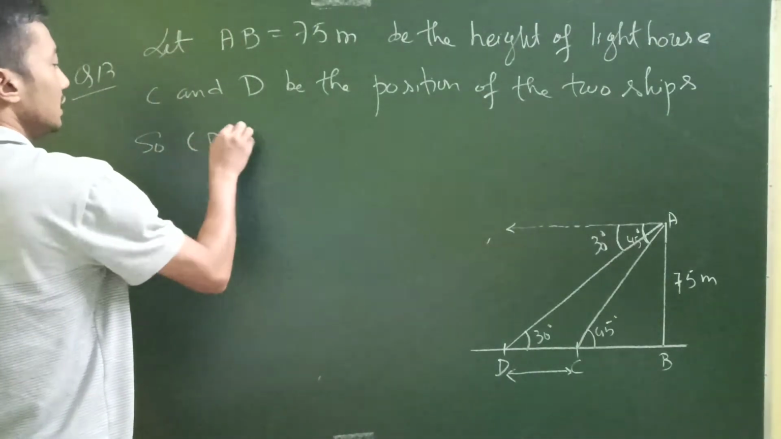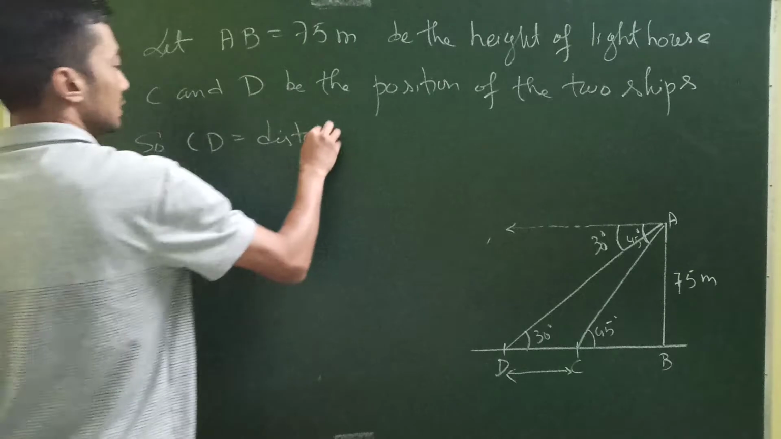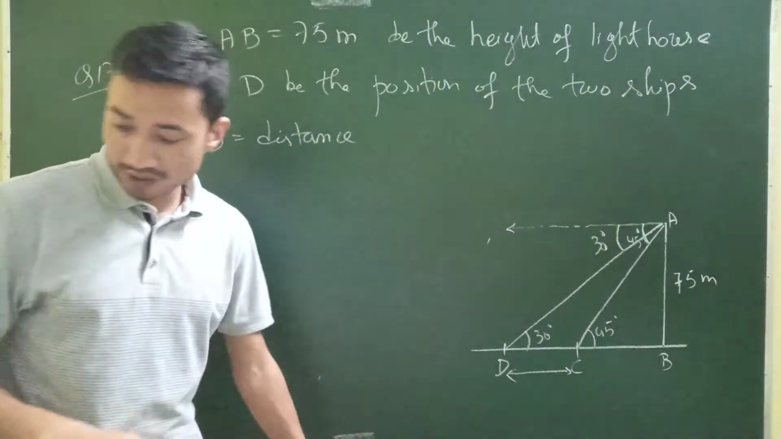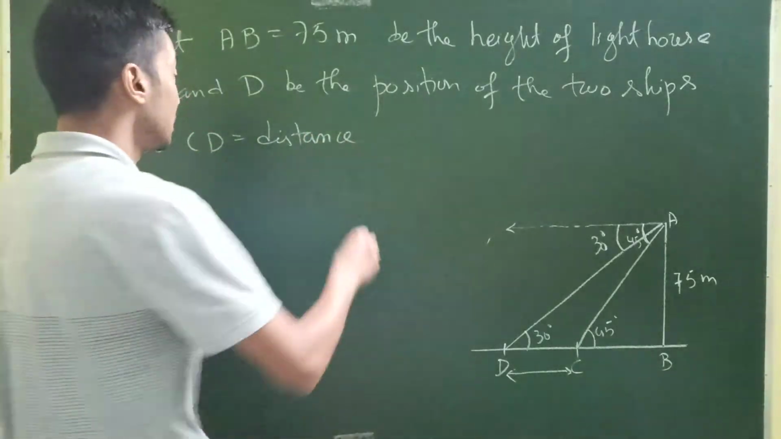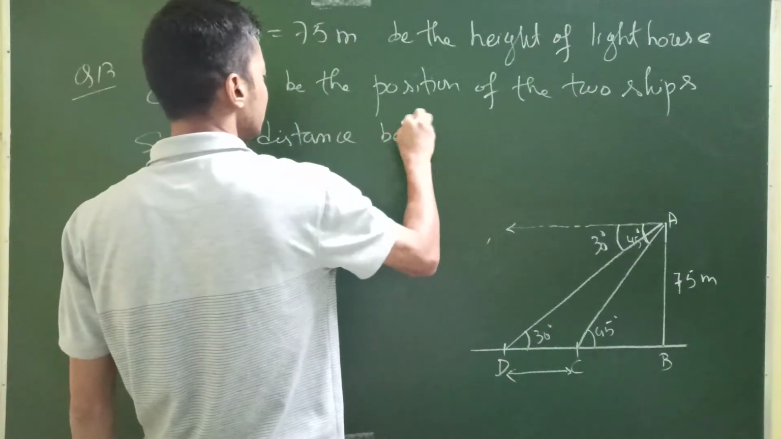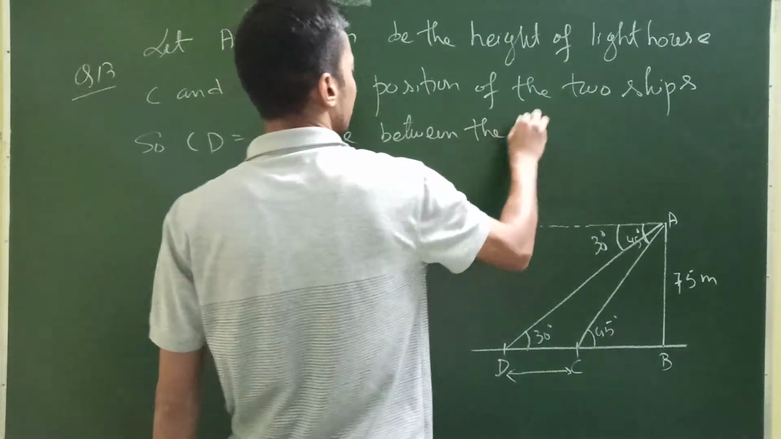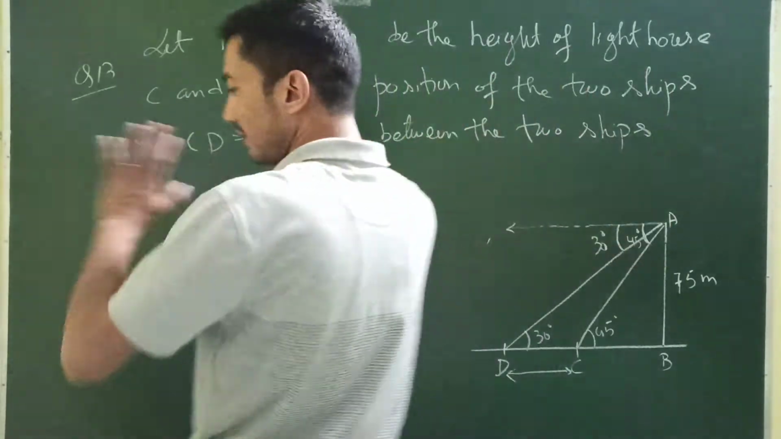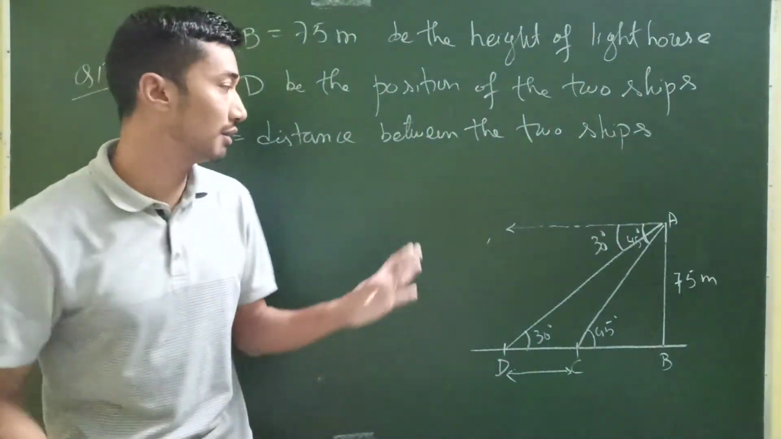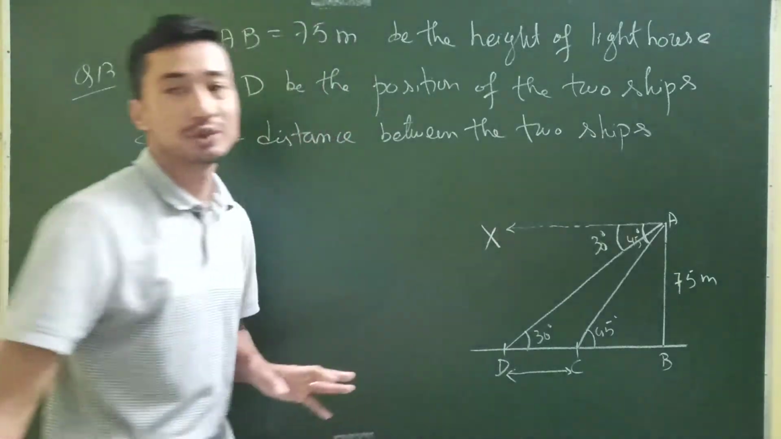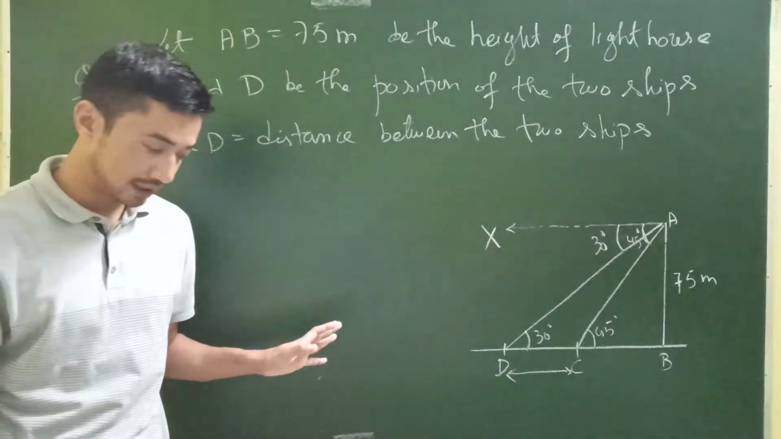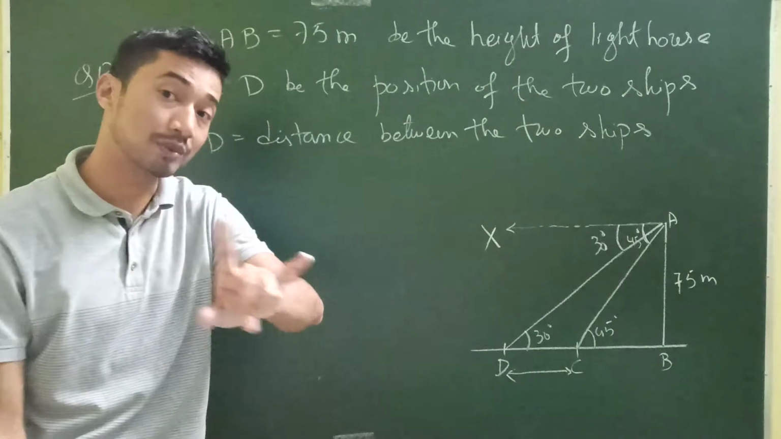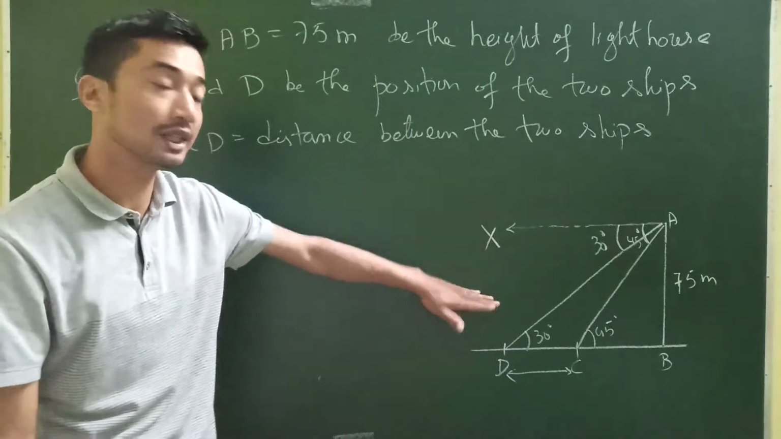So CD will be what? Distance. What was the question? Distance between the two ships. So CD equals the distance between the two ships. And the rest, if you have drawn your diagram very clearly, it should be very well understood by your teacher concerned. So I think that should be enough. But remember, diagram, please draw it properly.